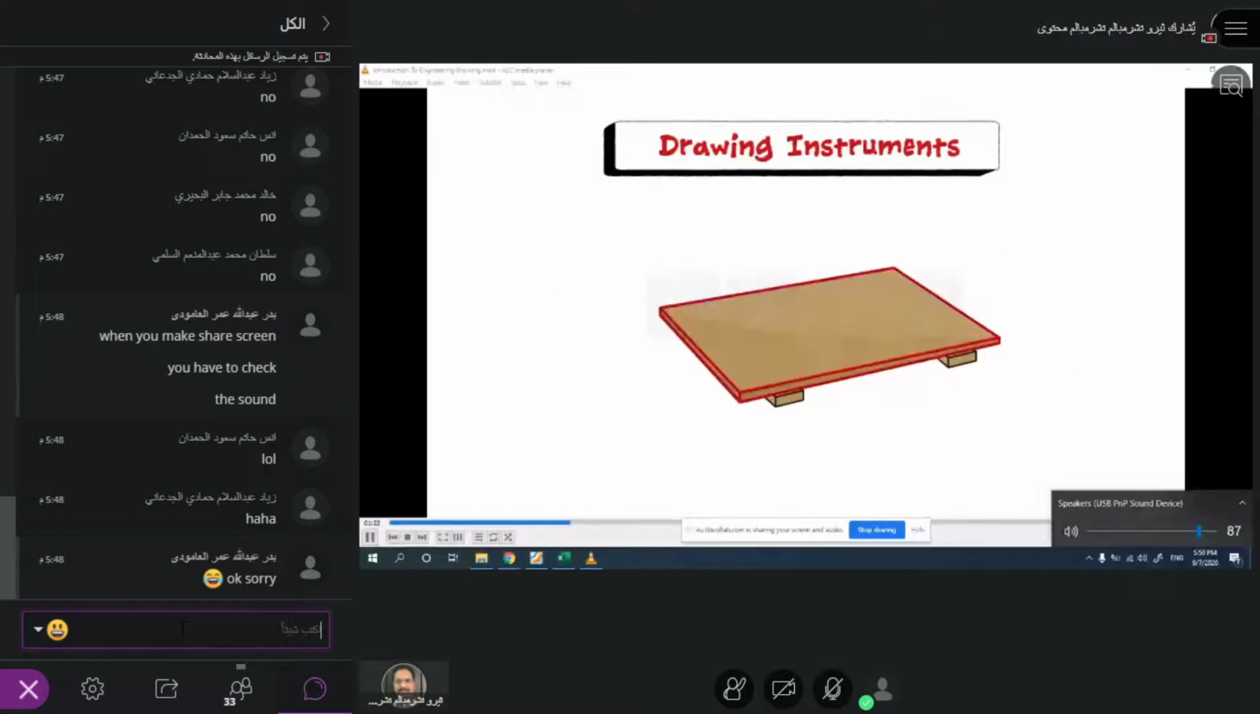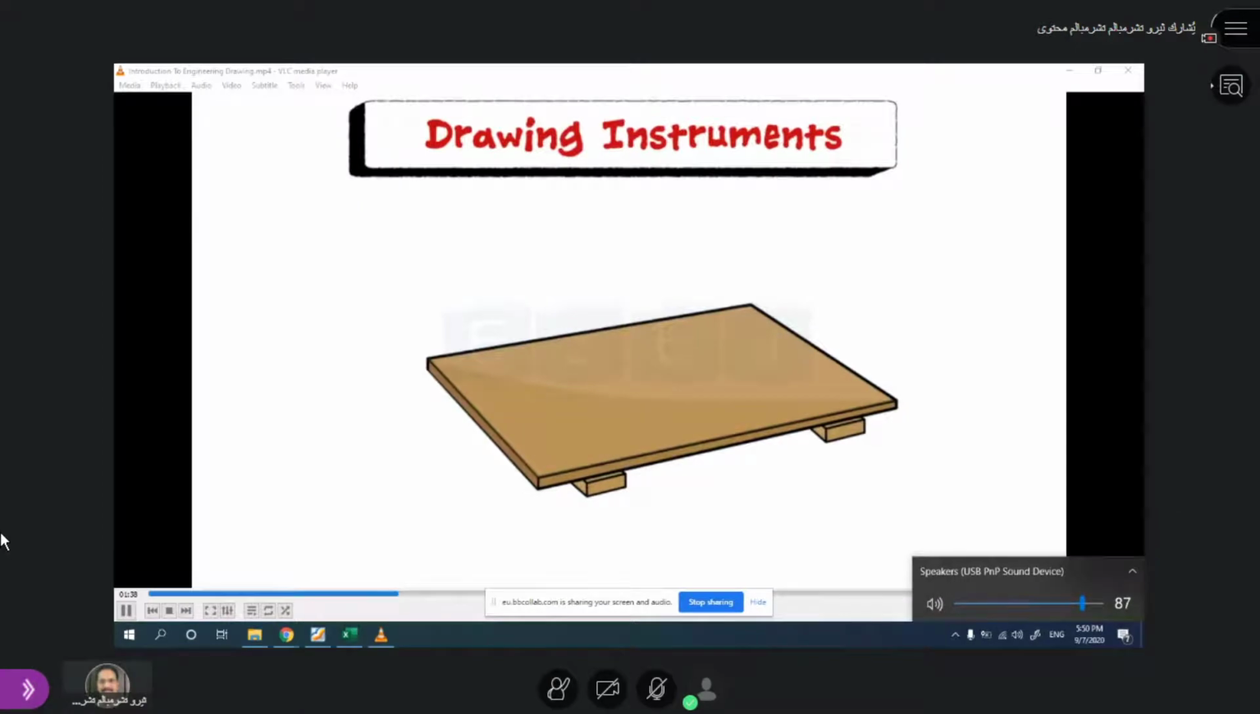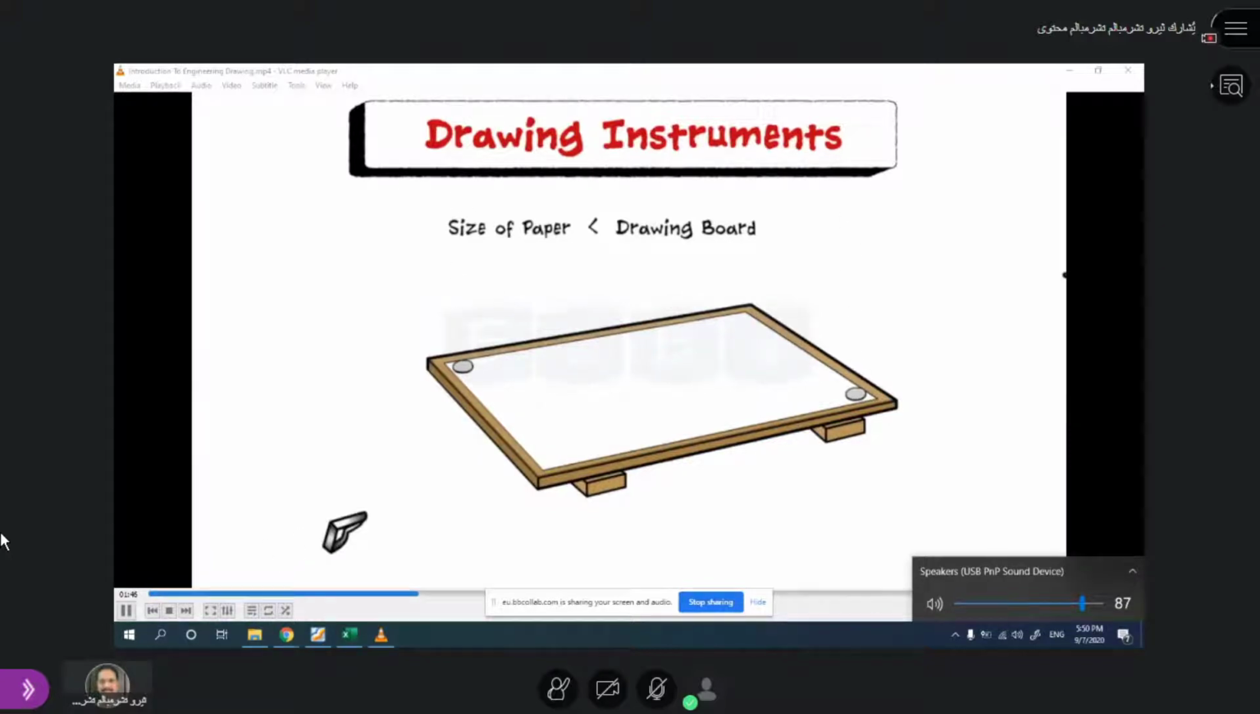Drawing board is rectangular in shape and is made of wood about 25 mm thick. It is cleated at the back by two battens to prevent warping. The surface of the board should be smooth and it is used to keep the drawing paper. There is a working edge at the side of the drawing board. While selecting a drawing paper, we have to be sure that the size of the paper is smaller than the drawing board. To hold this drawing paper, we use pins or clips or adhesive tapes.